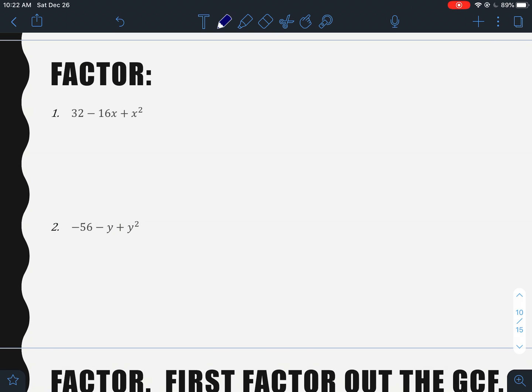All right, 32 minus 16x plus x squared. So we're going to put these in descending order first. So remember, descending order means from the highest exponent to the lowest exponent. So this is going to be x squared minus 16x, and then that 32 is positive, so plus 32. So that'll be x squared minus 16x plus 32. All right, and now we want to factor this.